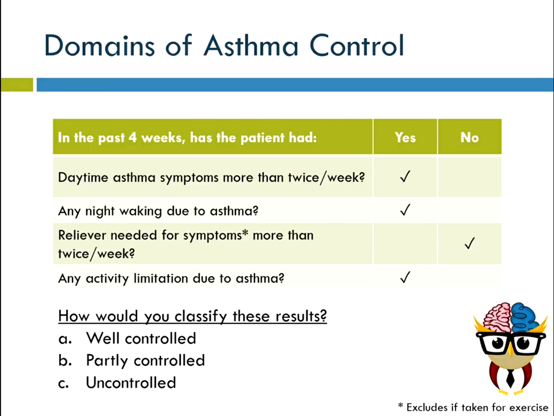Uncontrolled. Why? Because 3 symptoms or more. Okay? Any questions about this? Copy and paste the test, okay?